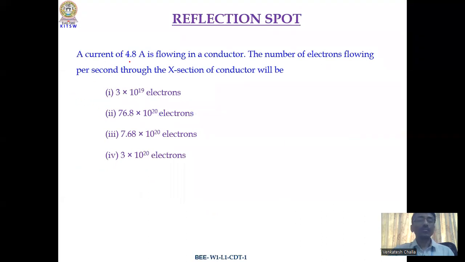A current of 4.8 amperes is flowing in a conductor. The number of electrons flowing per second through the cross section of the conductor will be, if this many amperes is flowing, then how many electrons are flowing? We know that 1 ampere is nothing but how many electrons. So with that we can calculate, and hence that comes to 3 into 10 to the power of 19 electrons.